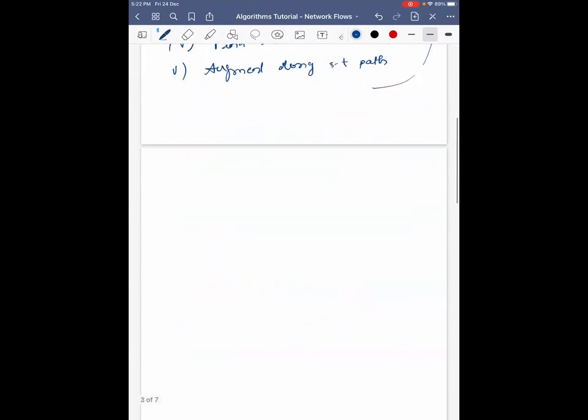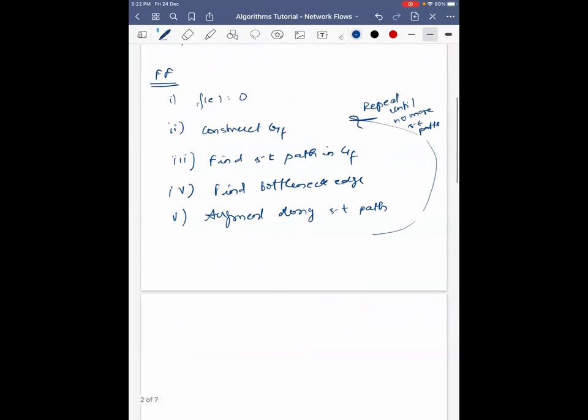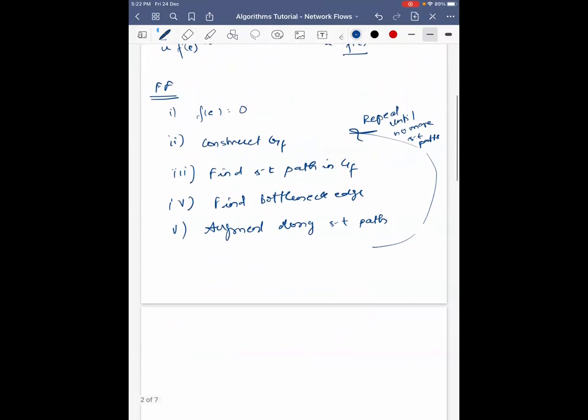So augment along the ST path, that just means we add the capacity to the flow. Yes, you increase the value of the flow on the forward edges and decrease the value of the flow on the backward edges.